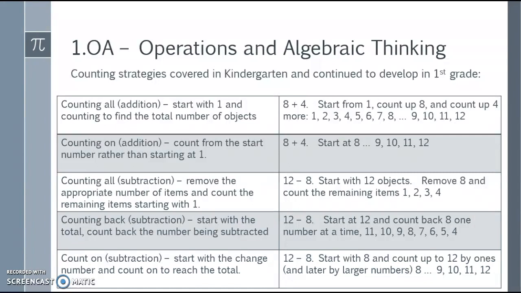Or a little bit more sophisticated, we could count back. Start with the total and count back the number being subtracted. So start with 8 and count back 8, one number at a time. And you could use your fingers to keep track of 8 spaces as you're going backwards. Count on with subtraction. Start with the change number and count on to reach the total. So start with 8 and count up to 12 by ones. And of course, when we get more sophisticated, larger numbers. So 8, 9, 10, 11, 12. I see that there were 4 spaces to get to 12.